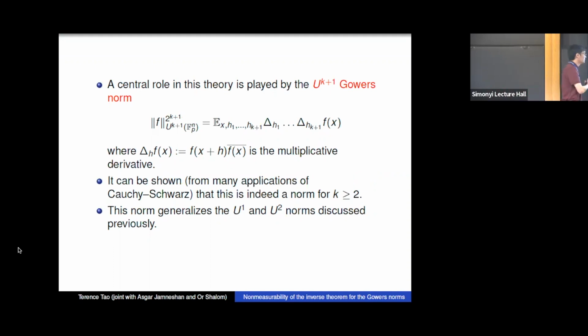For degree k polynomials, the correct norm to consider is what's called the U^{k+1} Gowers norm. Now you average over (k+1)-dimensional parallelepipeds, and you take k+1 multiplicative derivatives of your function. For every function f, taking values as complex numbers, there's this multiplicative derivative where instead of taking differences, you multiply f(x+h) by the complex conjugate of f(x). That's called the multiplicative derivative of f. You do that k+1 times, take the average, take a root, and that's called the U^{k+1} norm, which happens to be a norm, and this generalizes the U^1 and U^2 norms that we talked about.